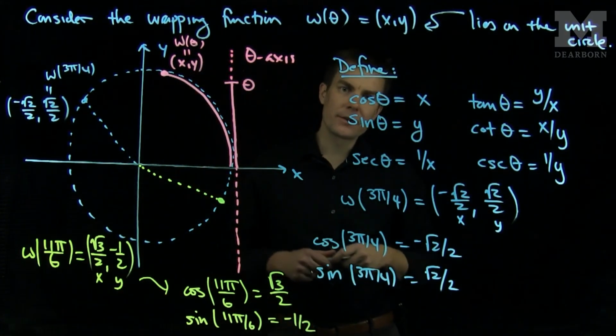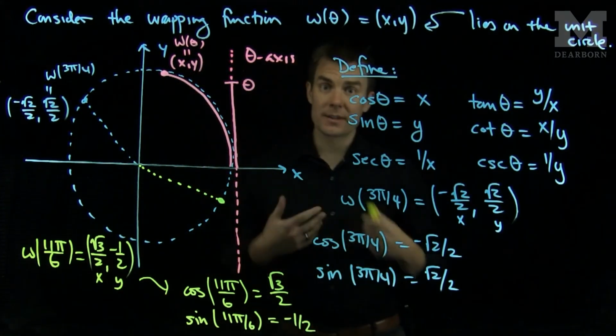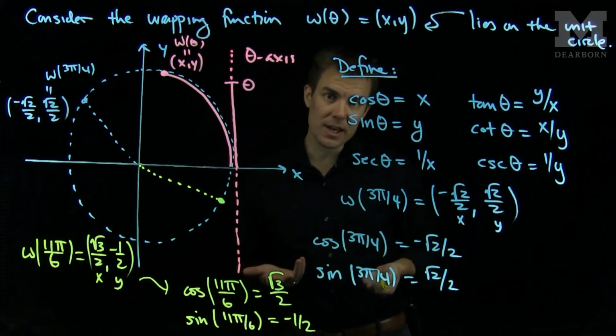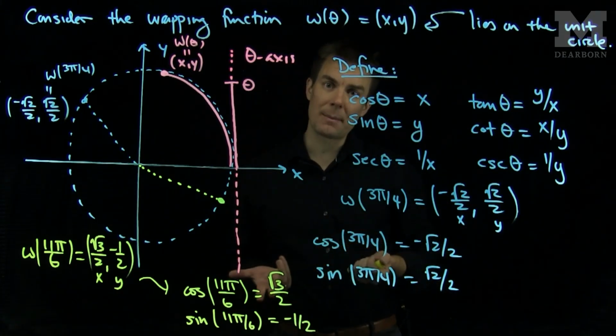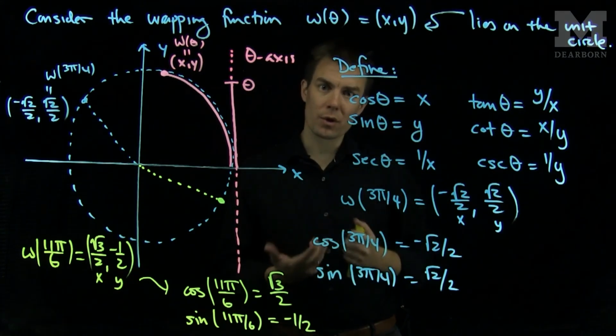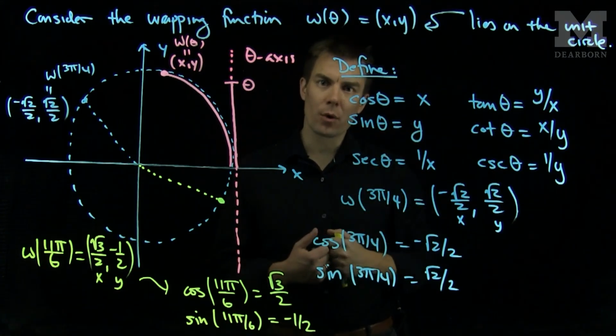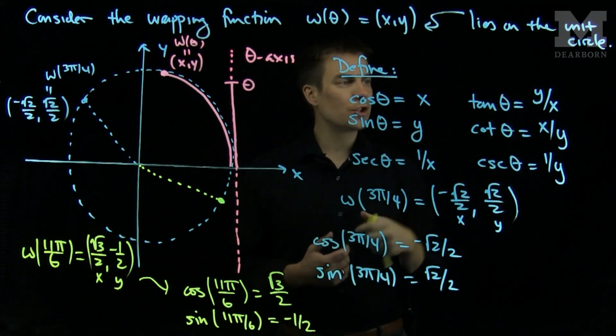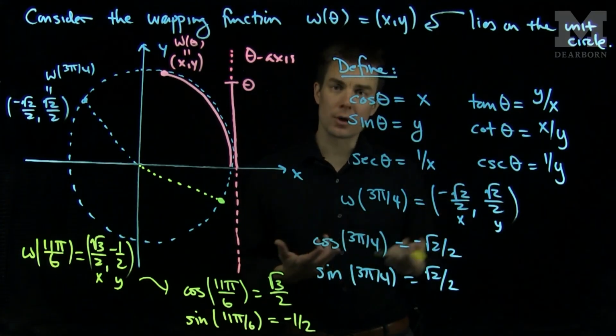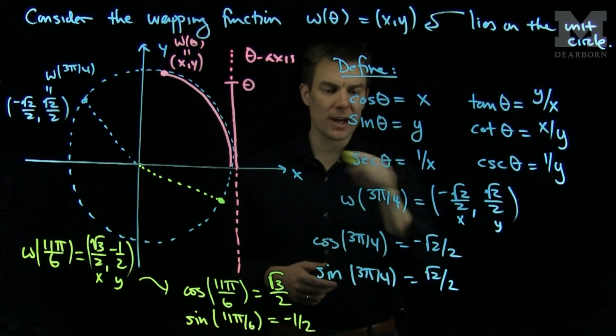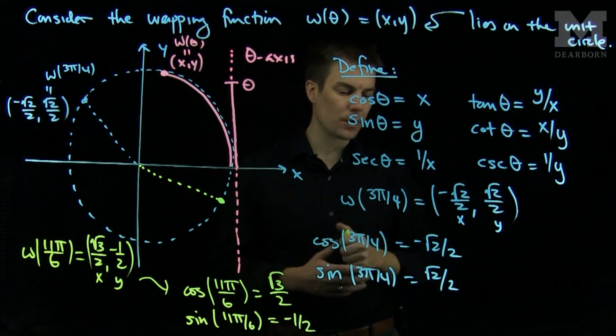So if you want to find any of the trigonometric functions, sine, cosine, tangent, cotangent, cosecant, or secant, the first thing you do is plot the wrapping function. The x value will correspond to the cosine, the y value will correspond to the sine, and then ratios of x and y will correspond to tangent or cotangent. The reciprocal of cosine is secant, and the reciprocal of sine is cosecant.